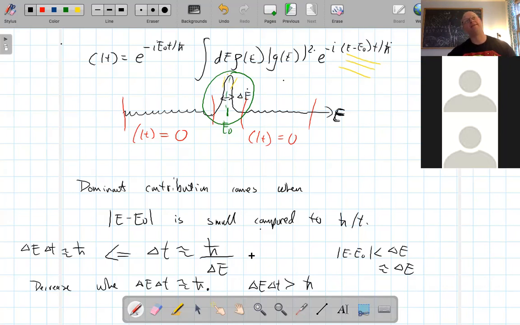Like I said, unlike the momentum position uncertainty relation, which comes from the fact that you have two non-commuting observables, in this case it just comes from this thing starting to lose its identity at this stage where this integral is sharply peaked.